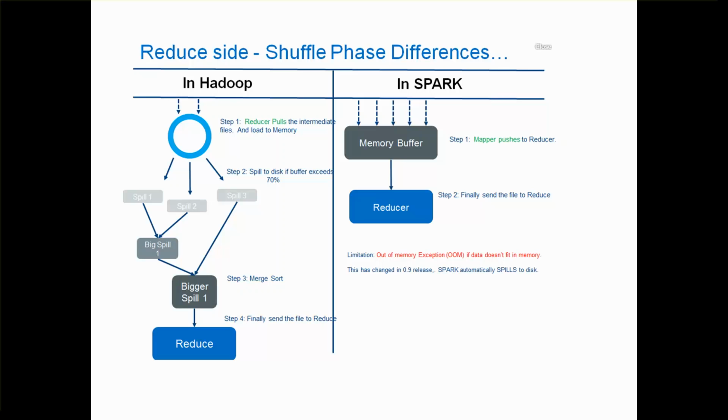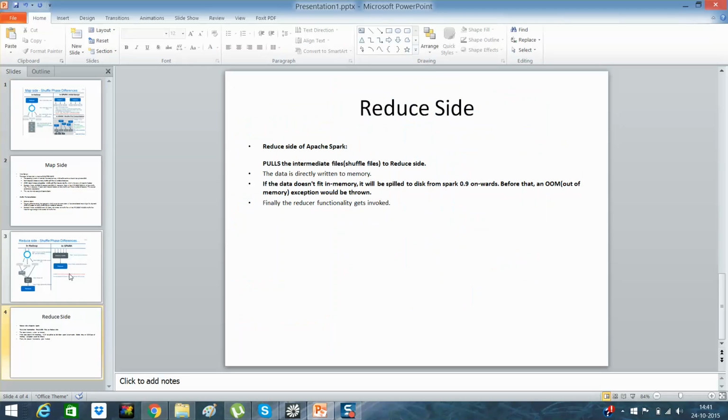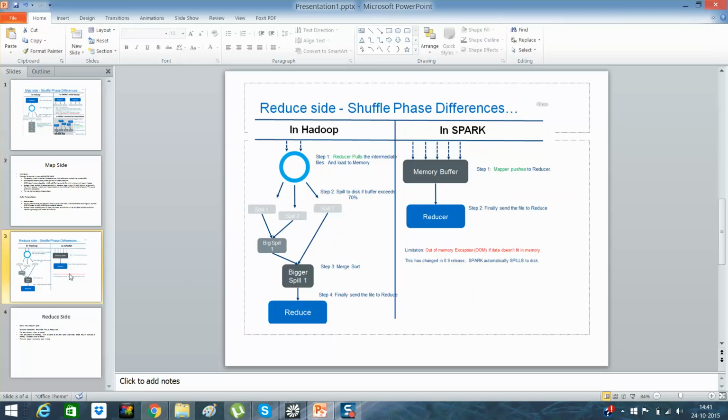Whereas in Spark, it doesn't do like that. In Spark, the mapper pushes to the reducers, finally sending the file to the reducers. So what actually happens is all the data produced by that particular core will be in memory and will be given to the reducers. And if that data does not fit into the memory, then an out of memory exception will be raised. So that's the main difference between a mapper and a reducer in Hadoop and in Spark.